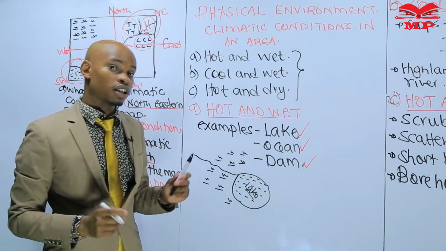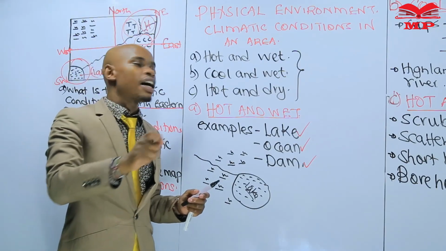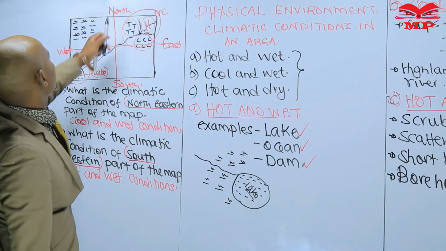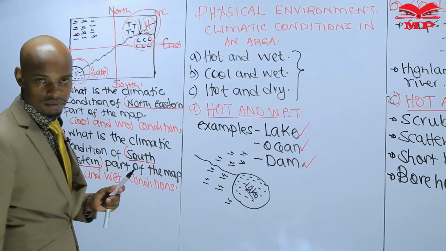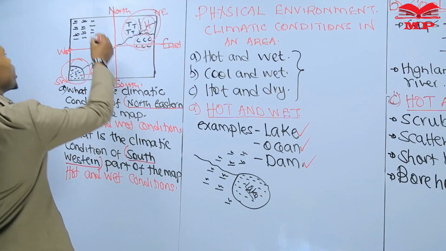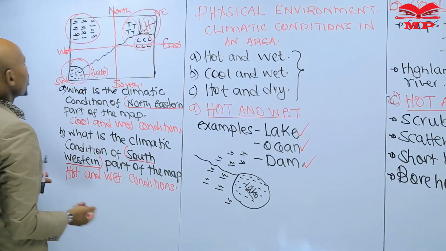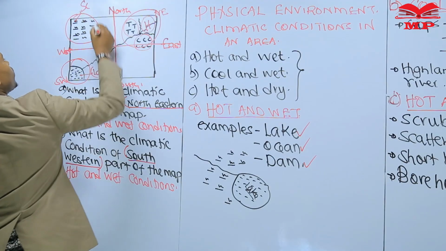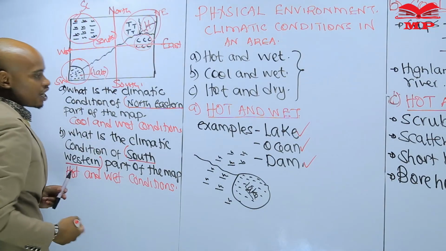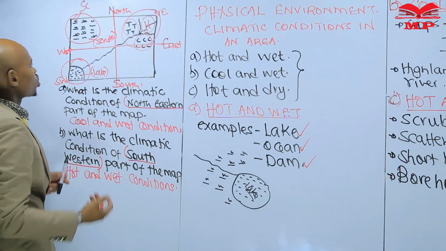It's not a matter of guessing. No. You have to give us substantial evidence for you choosing a certain climatic condition. And maybe if you can do the last one, what is the climatic condition of northwest? Assuming you have another question, northwest, you shall go to the northwestern part of the map, and what you can see in the northwestern part of the map, we have what? We have scrubs. What do scrubs signify? What do they show?